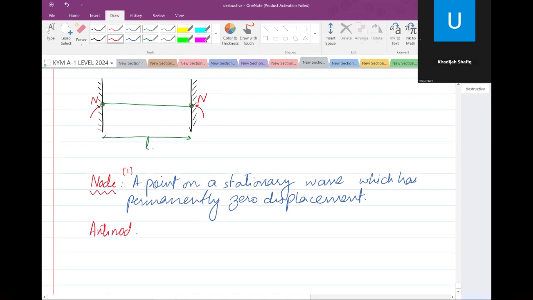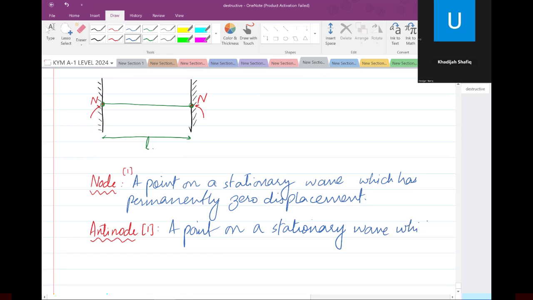And an antinode. We would have to define both of them. By definition, an antinode is a point on a stationary wave which reaches a maximum displacement. Okay, that's the definition for node and antinodes.